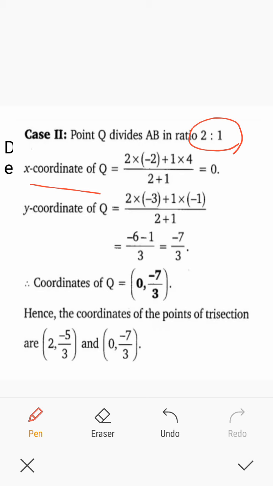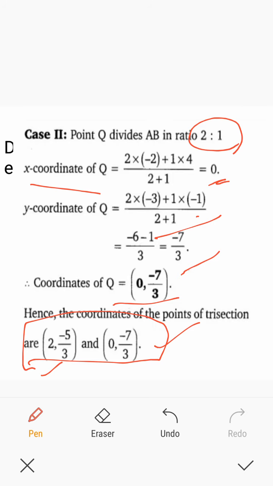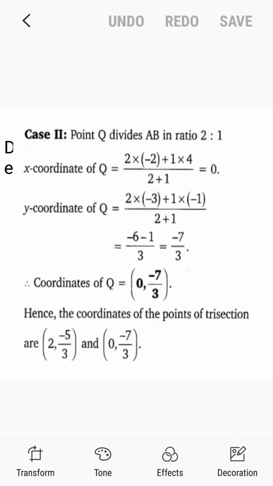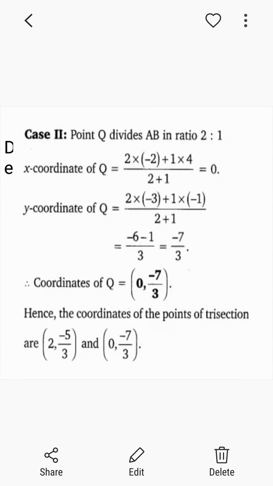2 into minus 2 is minus 4, plus 4, by 3, which is 0. And the y coordinate is (m1 y2 plus m2 y1) by (m1 plus m2), that is, 2 into minus 3 plus 1 into minus 1 by 2 plus 1, and simplifying, minus 7 by 3. So the coordinates of Q are 0, minus 7 by 3. So the coordinates of the points of trisection are: point P is (2, minus 5 by 3) and Q is (0, minus 7 by 3). This way we have to do the problems related to the trisection of a line segment.